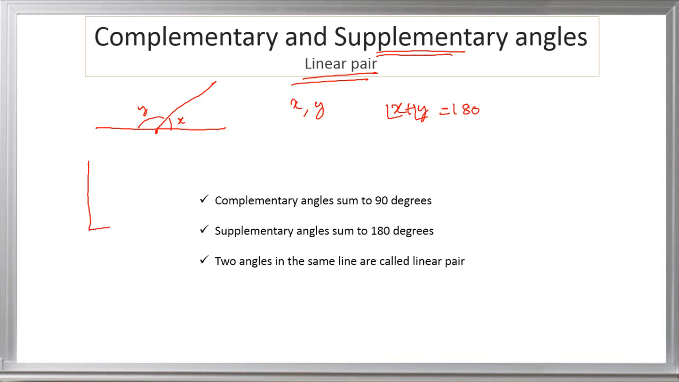On the other side, if I have a right angle and then I have angles A and B, and the sum of them is 90, we call them complementary angles. So complementary angles add to 90 degrees, supplementary add to 180 degrees. Any two angles on the same line are called a linear pair.